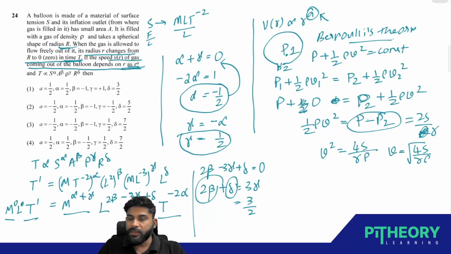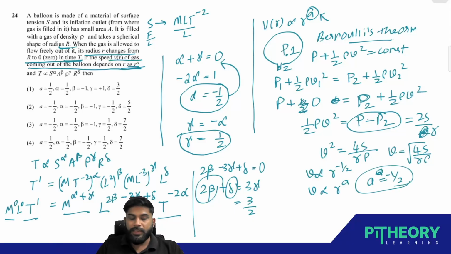You need to note very clearly that velocity is proportional to R to the power minus 1 by 2. And when you compare this with V proportional to R to the power A, you get A equal to minus 1 by 2. So let's see whether we'll be able to get the answer out of these.